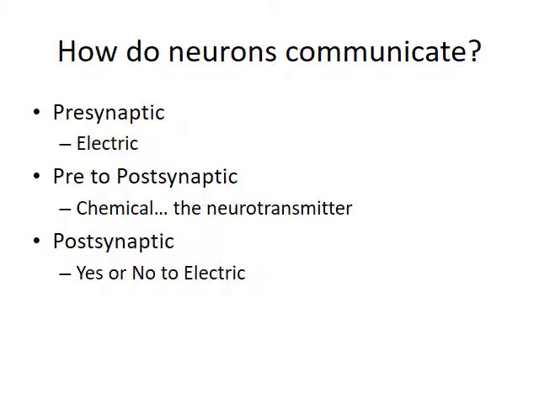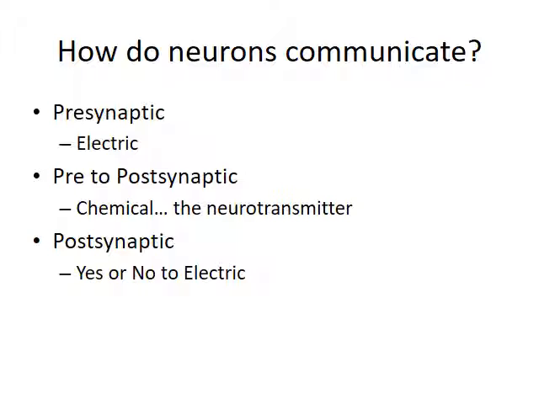Okay, we've covered some of the anatomy of our nervous system. Let's talk about the communication in the nervous system. When neurons communicate, we can have presynaptic communication. So we have a neuron generating an electrical signal. When we get to the synapse, which is the meeting place between two neurons, they don't actually touch. We have a chemical reaction between them.